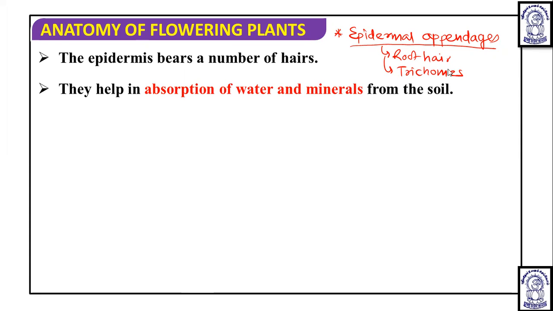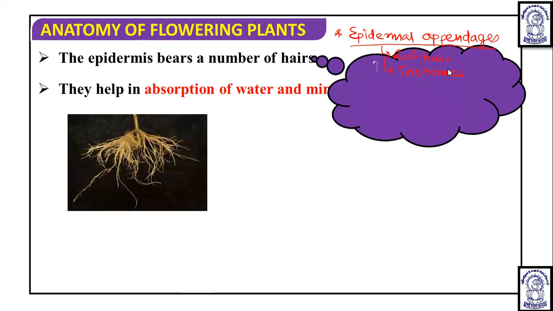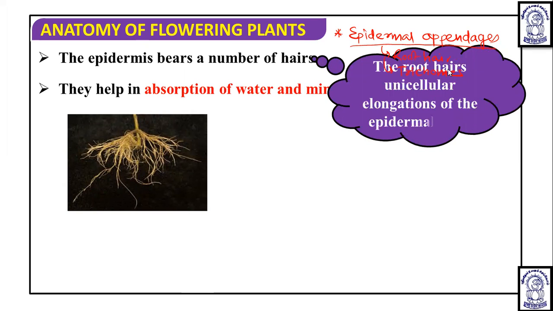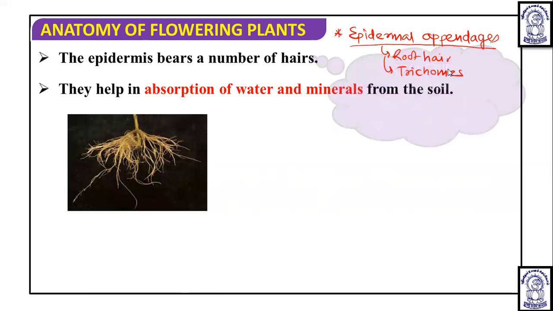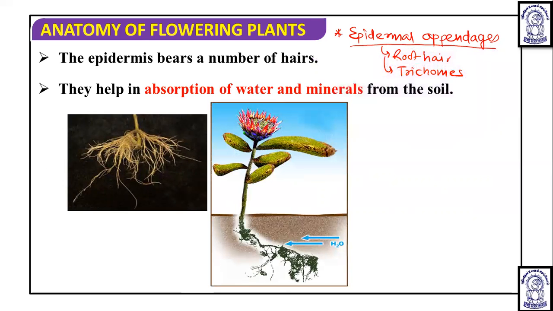Another important point is that these hairs on the root are the root hairs, and they help in the absorption of water and minerals from the soil. Usually, root hairs are unicellular. Obviously, they are unicellular because they are nothing but the elongation of the epidermal cell. So the epidermal cell elongates and forms a root hair. Root hairs are mainly involved in absorption of water and minerals.